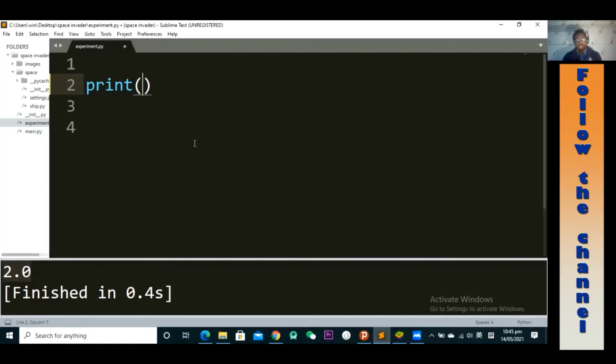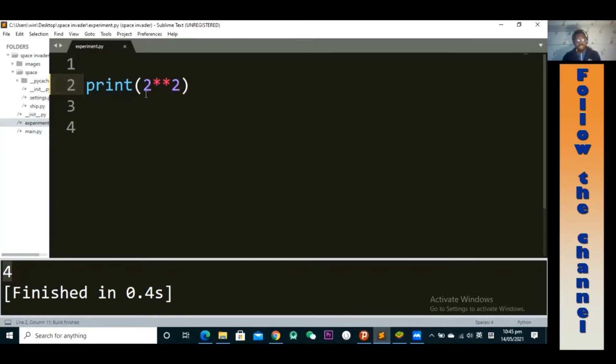Let's assume I want to raise 2 to the power of 2. So 2, and then I have to remember to use these two star signs and then put another 2. This simply means 2 to the power of 2. So what is 2 to the power of 2? It is 2 by 2, so the answer is 4, right? I can run this, and you can see down here, this is a 4.